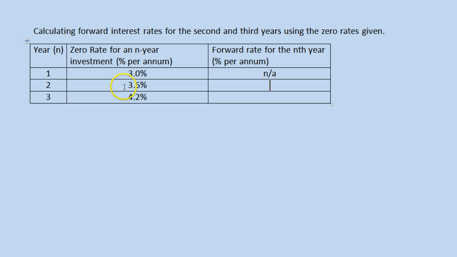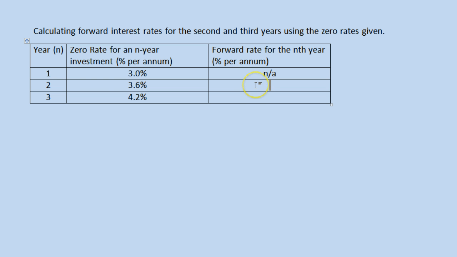So we are given some zero rates, and to review this again, this just means that an investment that starts now and lasts for 1 year has a 3% return. An investment that starts now and lasts for 2 years has a 3.6% return, and starting now and lasting for 3 years has a 4.2% return. What we're trying to find out are forward interest rates.